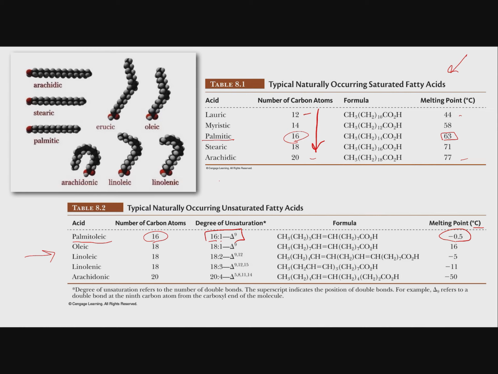Double bonds that are found in the fatty acids are predominantly in the cis configuration. This means, when we have our double bonds, they can either be like that, or they can be like that. Cis means that the two groups are on the same side, and trans means that the two groups are on opposite sides.